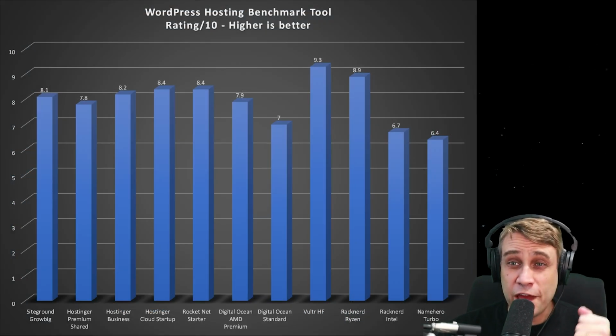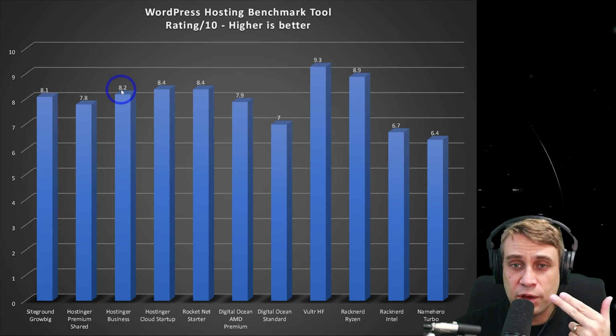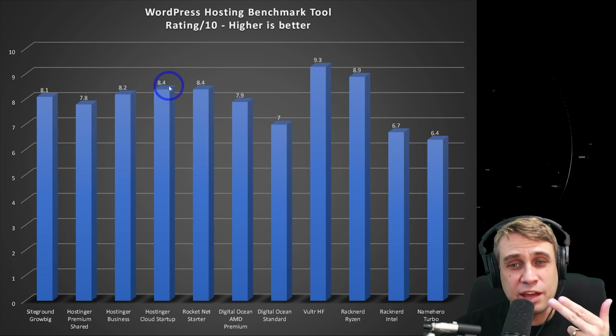This gives us a score out of 10. The higher is better. We've got our Hostinger plans down here. Hostinger's Premium Shared got a 7.8. Hostinger's Business Plan got an 8.2. Hostinger's Cloud Startup got an 8.4.